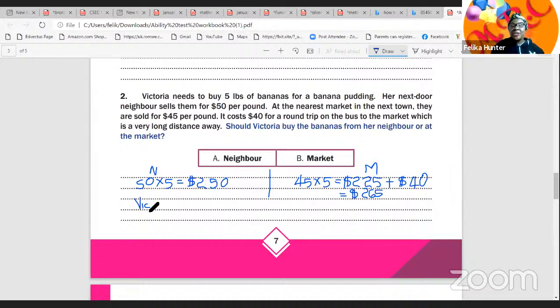So Victoria should buy the bananas from her neighbor because it would cost her $15 less. So Victoria should buy the bananas from her neighbor because it would cost her $15 less than the market. All right.